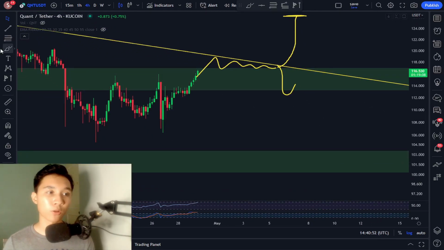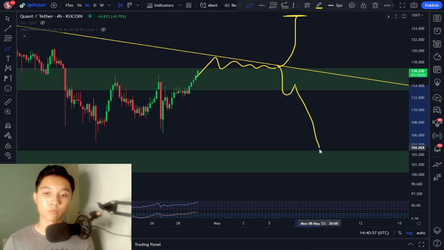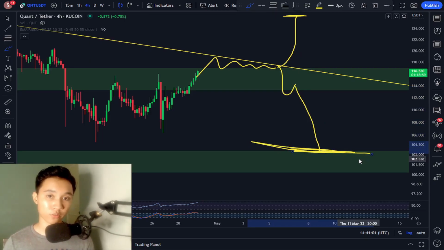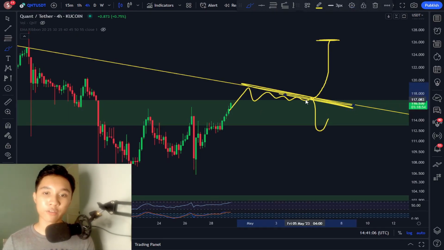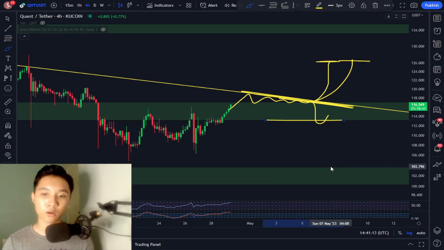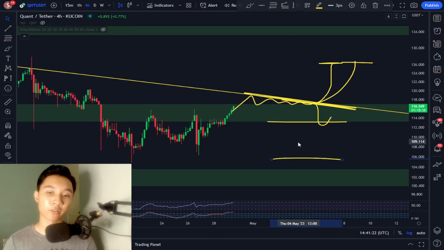If we do break below 113 US dollars, then expect the Quant price to dump to the next support zone at around 103 US dollars. So those are the conditions. Again, a break above the trend line right here, we could be having a pump towards 126 US dollars. But if we do break below 113 US dollars, expect a dump that could bring us to 103 US dollars. Obviously, these scenarios are not 100% guaranteed, but these are basically the scenarios which I am expecting in the Quant price for hourly time frame.